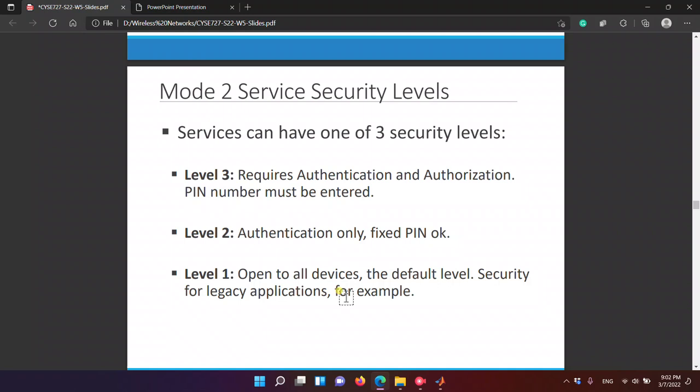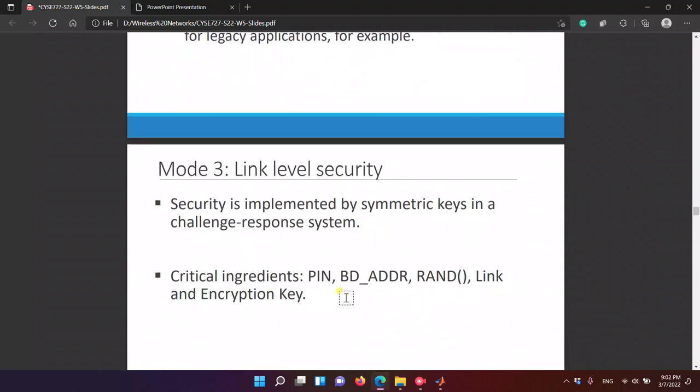Services can have one of three security levels. Level 3 requires authentication and authorization, and a PIN number must be entered. Level 2 has only authentication with a fixed PIN. And level 1 is open to all devices. It is the default security level for legacy applications, for example.